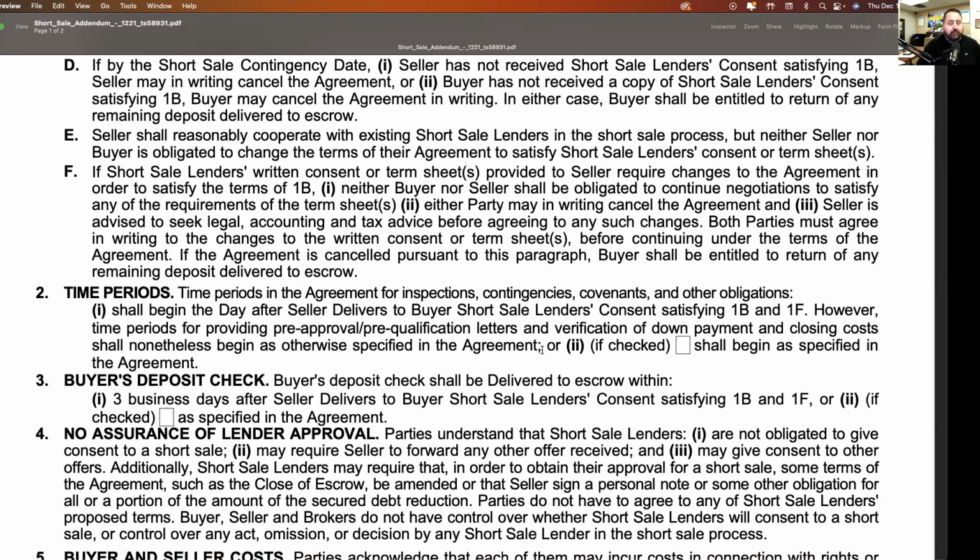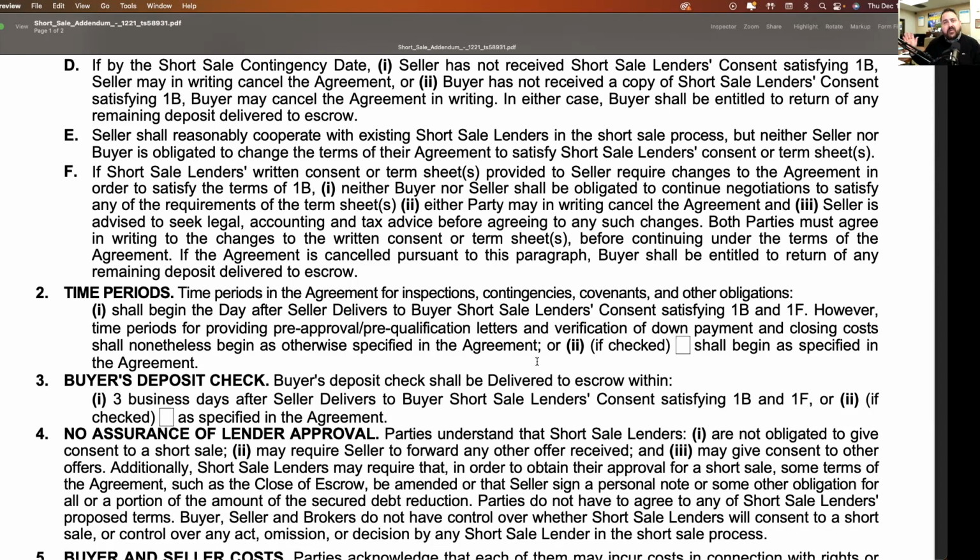All right. Time periods. Time periods in this agreement for inspections, contingencies, covenants, and other obligations shall begin the day after seller delivers to buyer short sale lender's consent, satisfying 1B and 1F, right? So you get the approval from the short sale lenders. Now the time periods start, right? So if we wrote the offer 30 days ago, on November 14th, and we get the approval today, tomorrow my time period for inspections, for appraisal, all of that stuff, my time period as a seller to deliver all the disclosures, starts tomorrow.